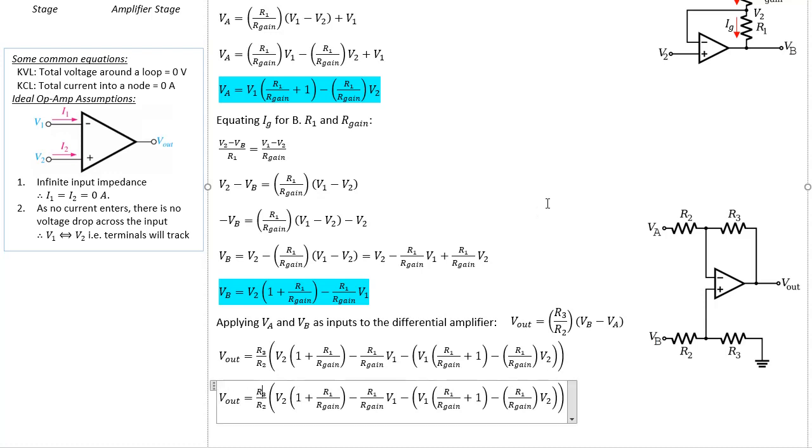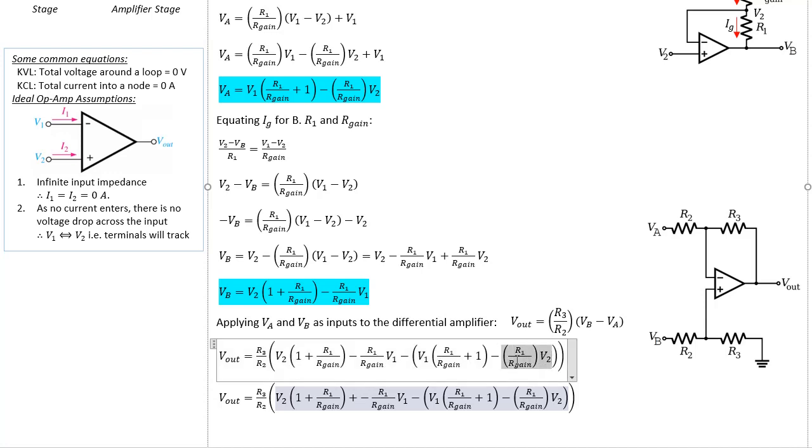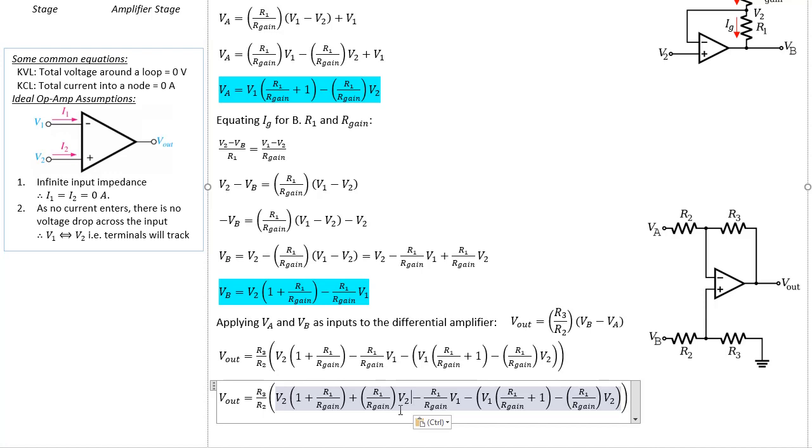All right. So now inside the bracket, let's have a look at V2 first. On the first term is 1 plus R1 over R gain, right? And then this whole thing is minus this term here. So minus and minus becomes a plus. So therefore, this part is going to be a plus R1 over R gain times V2. Let's just do it step by step. All right, so that's our V2 term.